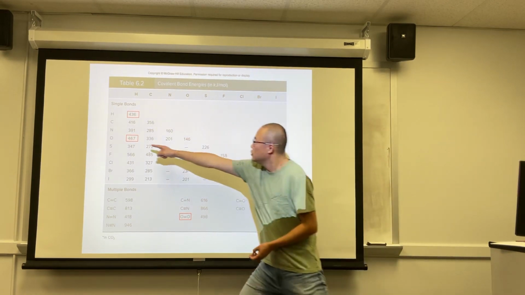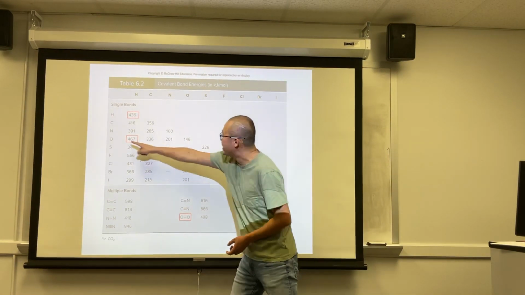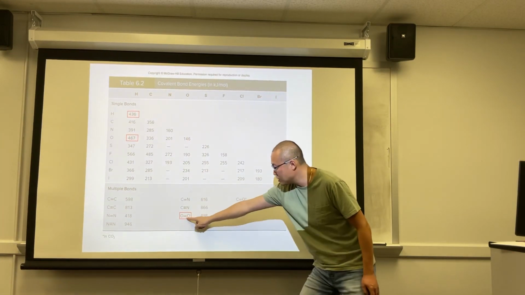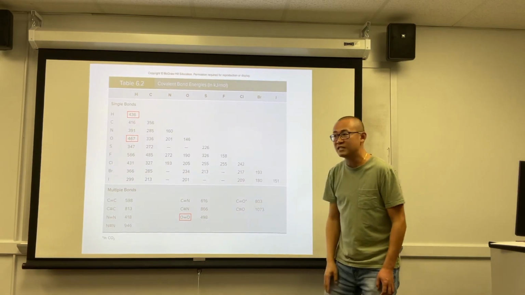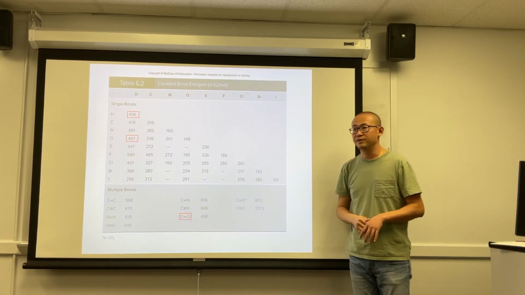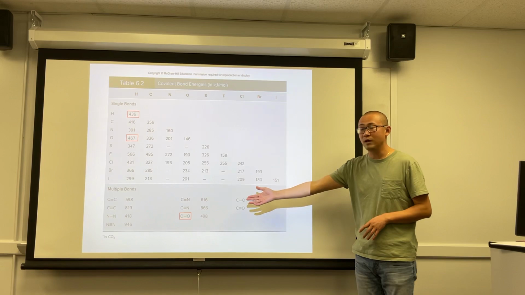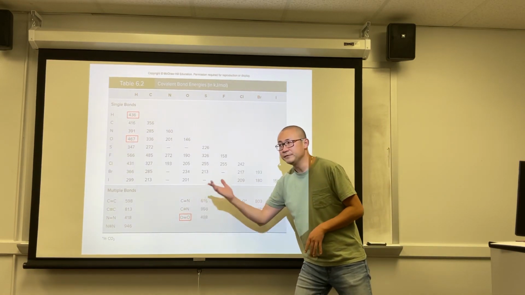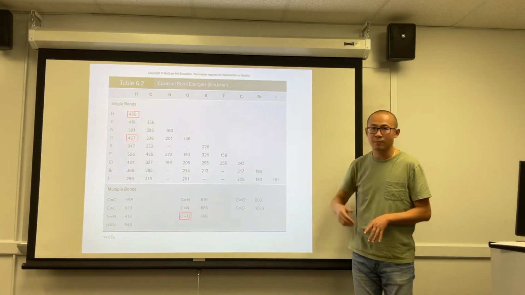For example, an oxygen single bond is 146. But an oxygen double bond is how much? 469. They're different. A double bond is apparently stronger, because it takes more energy to break an O=O double bond than an O-O single bond.